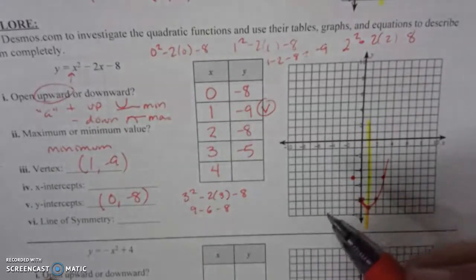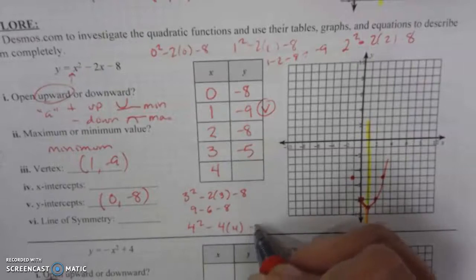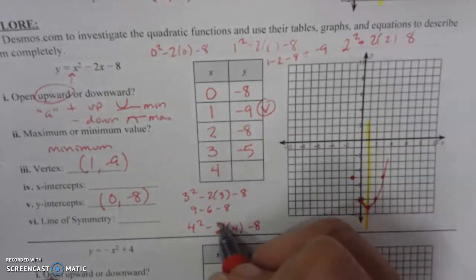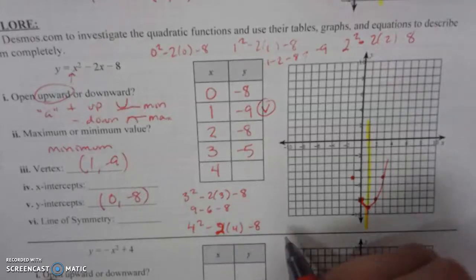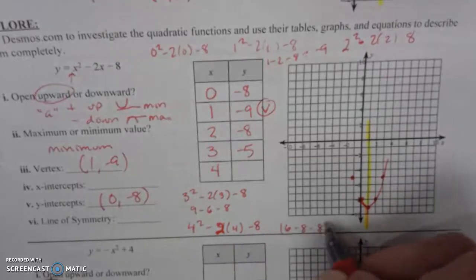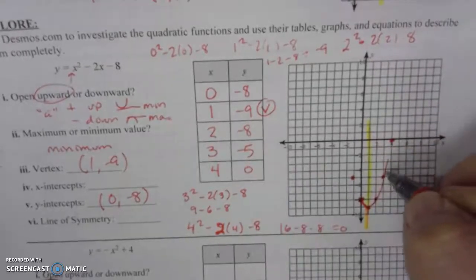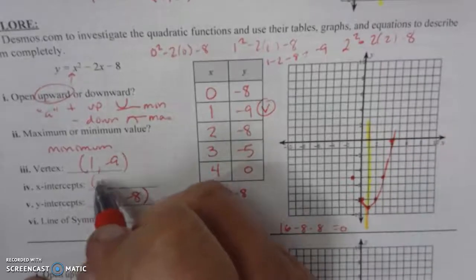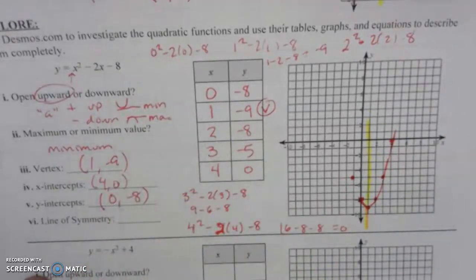So let's plug in the number 4. And what do we get when we plug 4 in? We're going to get 4 squared minus 2 times 4 minus 8. 4 squared is 16, so this is going to be 16 minus 8 minus 8, which equals 0. So I'm going to get the point 4, 0. Okay, now that's one of my x-intercepts. We're going to get 4, 0. Notice my y value is 0.